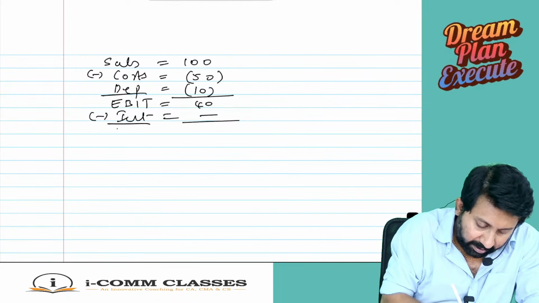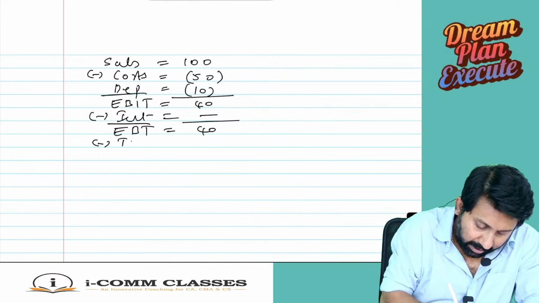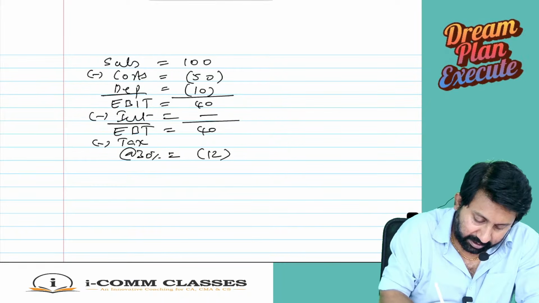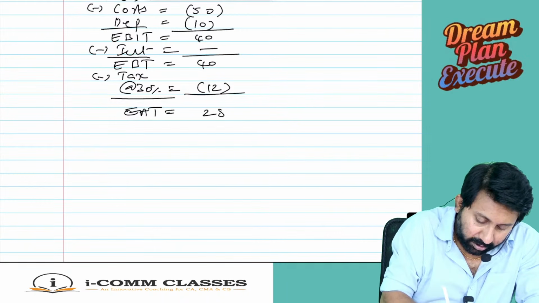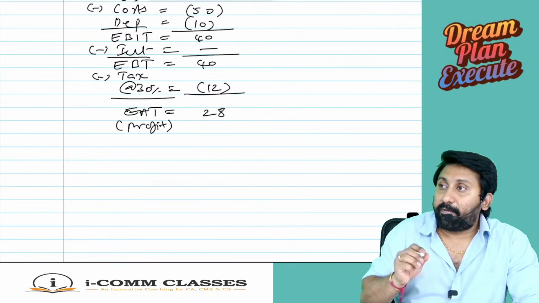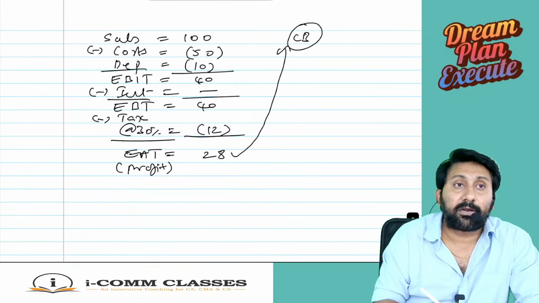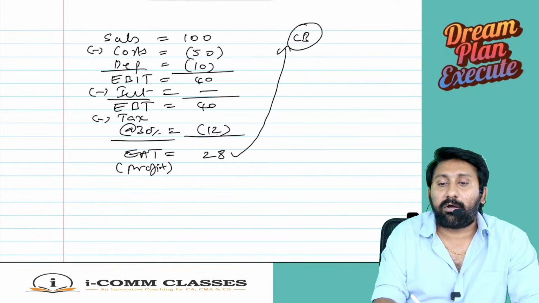So what will it become here? EBT. How much is EBT? Minus tax at the rate of 30%. Tell me how much it will be? 12. Okay, tell me, what is the EAT? 28. EAT can also be called what? Profit. Can I take this for analysis of a capital budgeting project? No. What do we have to do now?